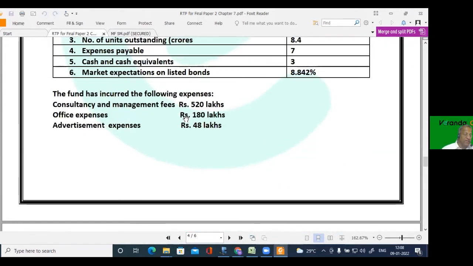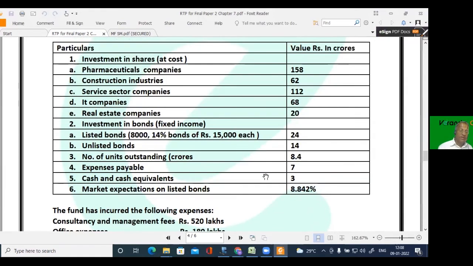The fund has incurred the following expenditure, and nowhere have they mentioned this. So, therefore, we are also ignoring it because it has no place where to treat it. Now, let us take up, I will demonstrate to you how it can be worked.